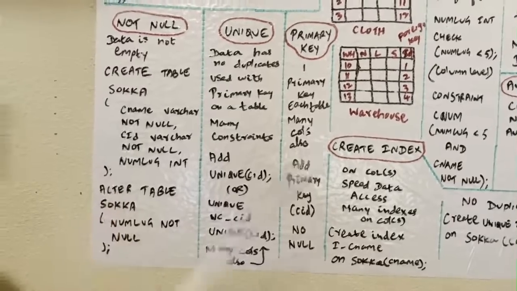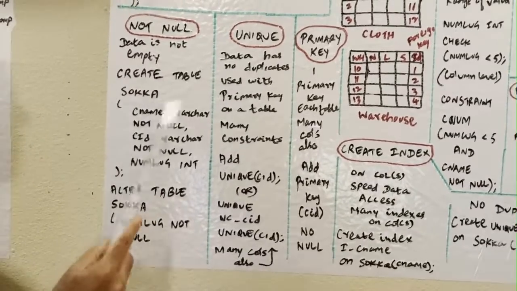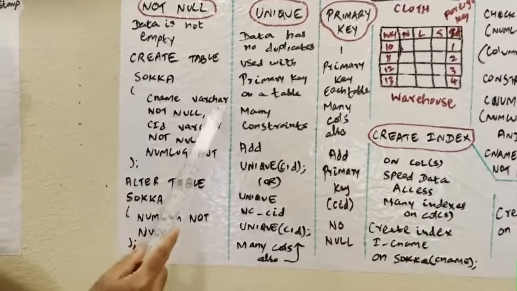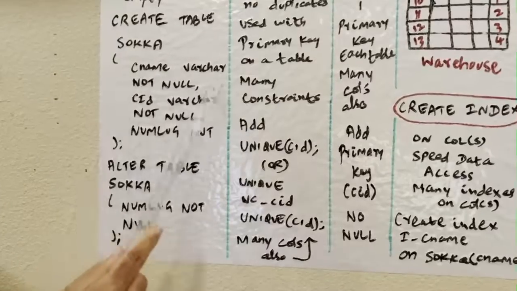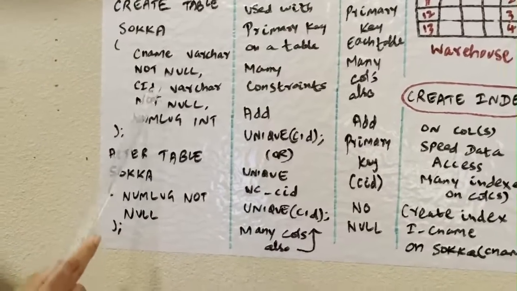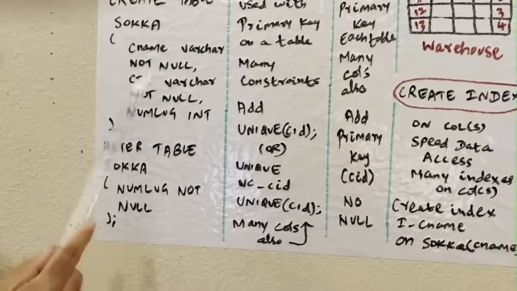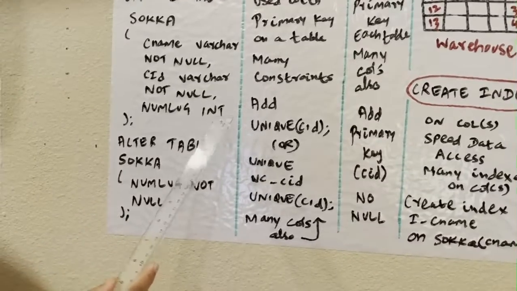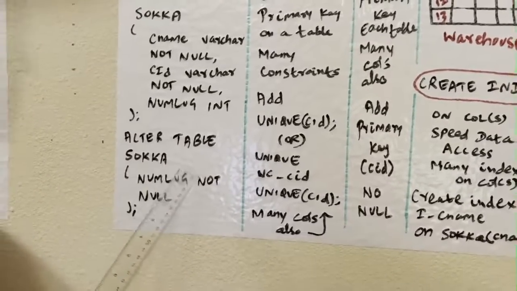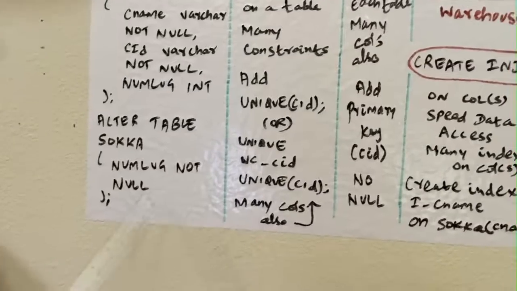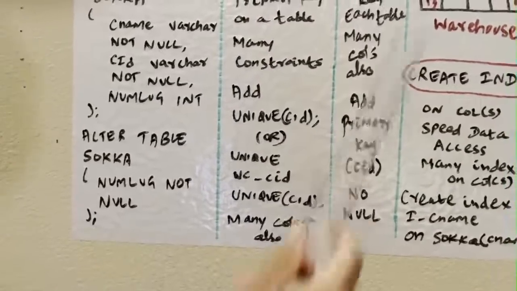For example, the clothes table. Create table soka. Cloth name varchar is not null, so it should not be empty. And all other columns, CID not null, cloth ID, number of luggages int. Then I'm putting alter table soka, number of luggages not null. This is another form of putting it.